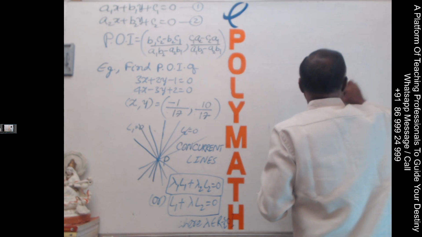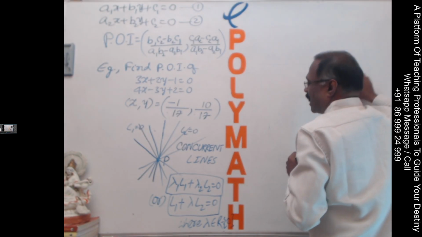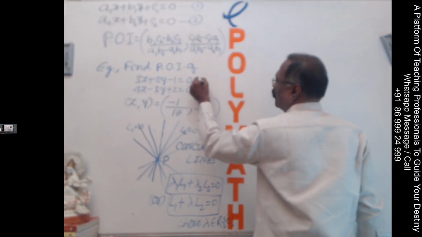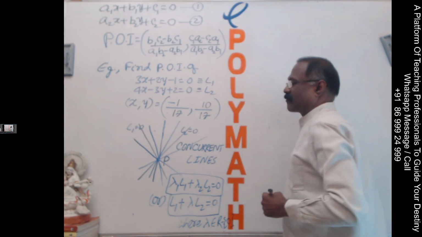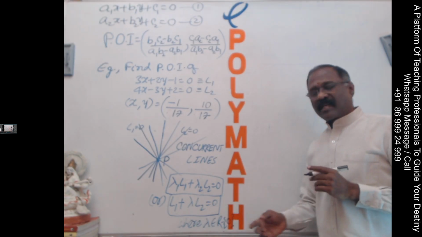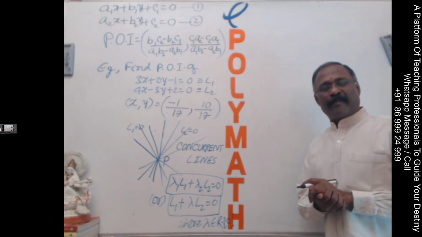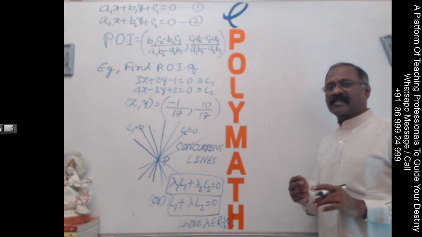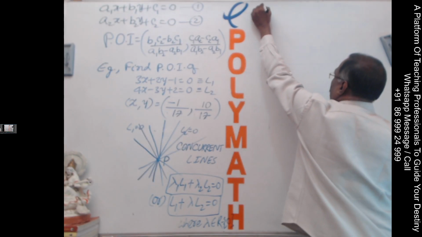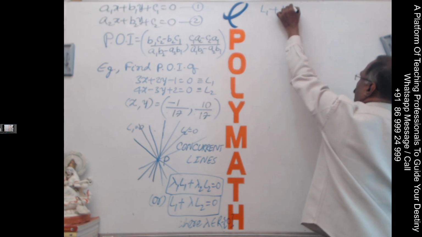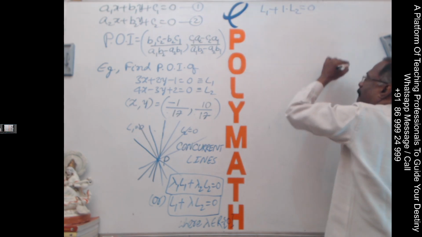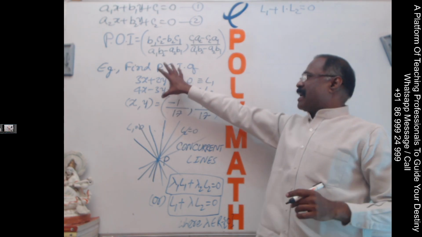What I'm doing, I'm just taking this as L1, taking this as L2. In this L1 plus lambda L2, I'm putting lambda as 1 for better understanding. Let L1 plus 1 into L2 equal to 0. What does it mean? I'm adding these two.